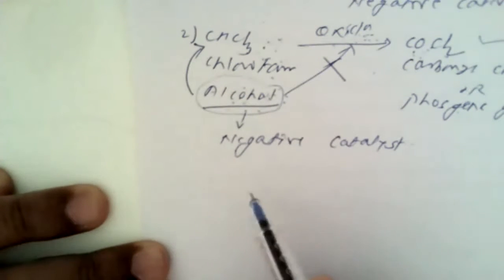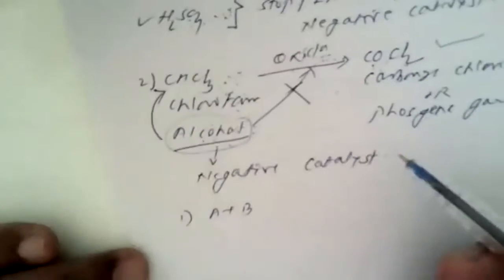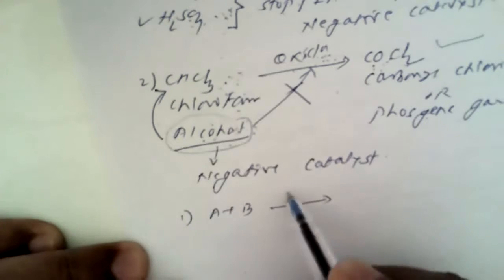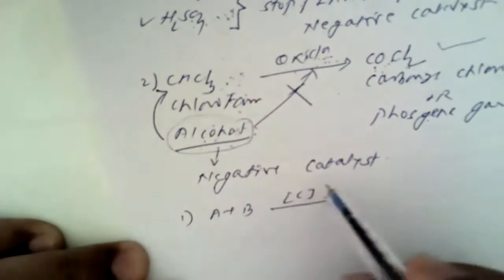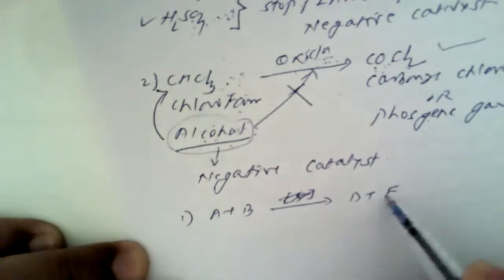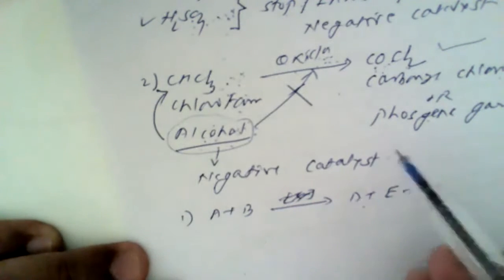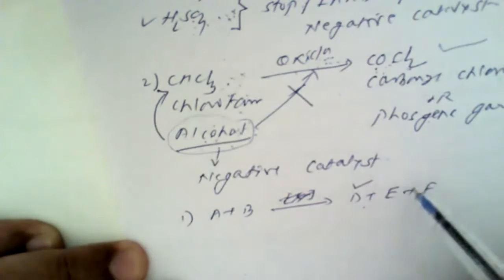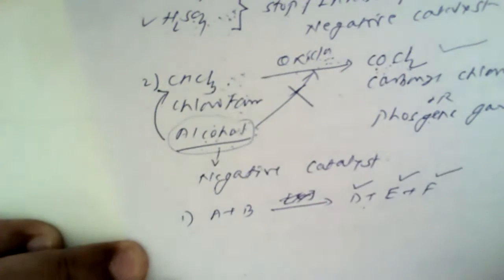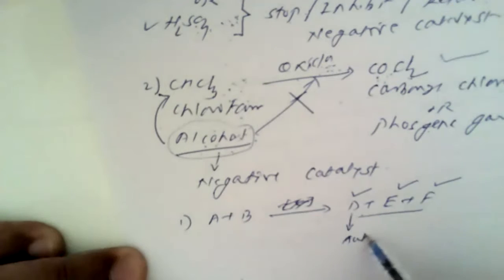For example, if we carry out a particular reaction where the reactants are A plus B, in presence of a catalyst C, or in absence of any catalyst, they can form the products D, E, F. So in this particular reaction, either the product D or the product E or the product F can play a self-catalyzing role. That means either D can act as an autocatalyst, or E or F.